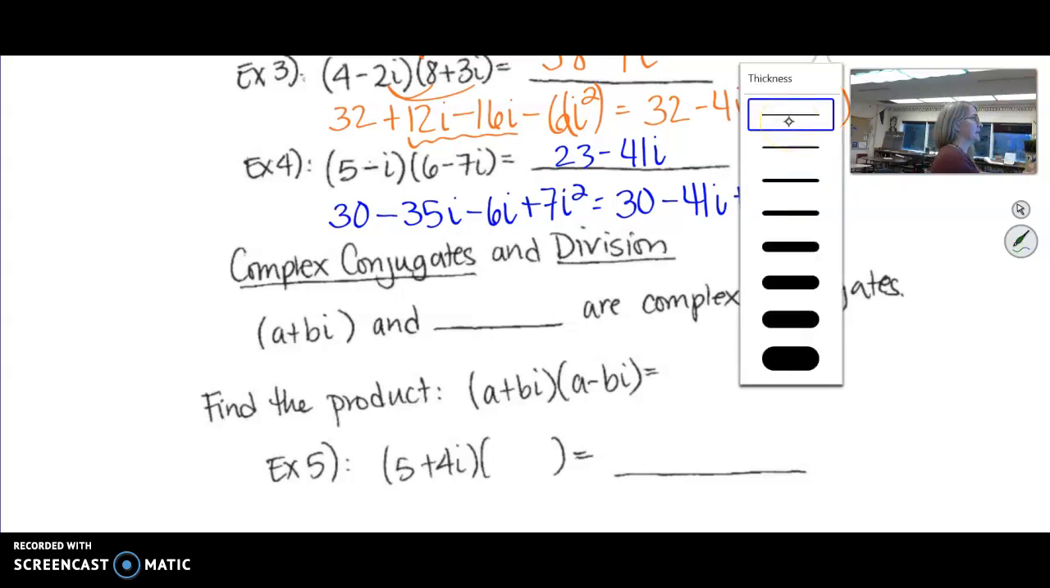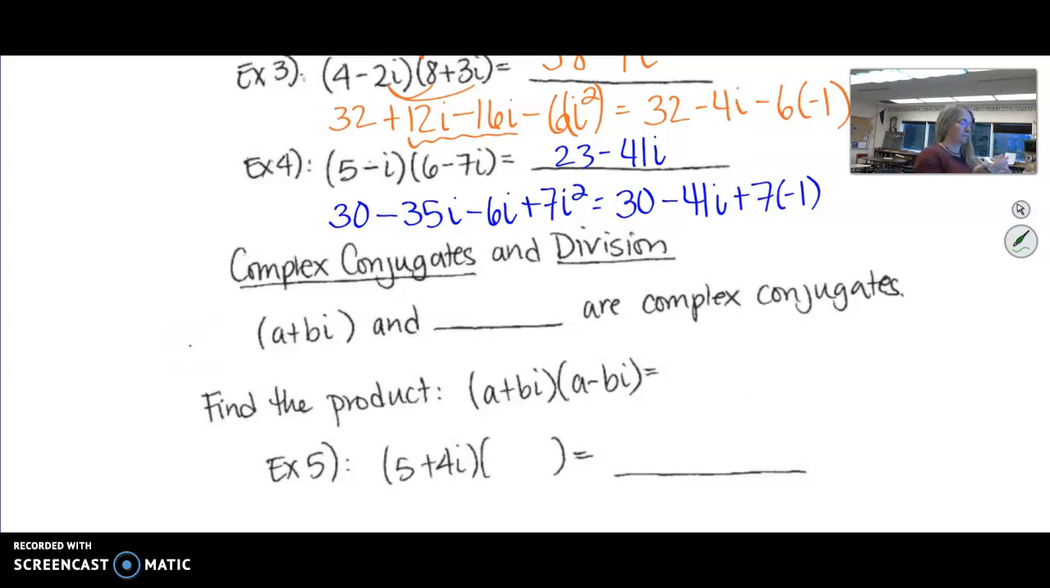Okay, so then the next part, so far we've added, subtracted, and multiplied. Now we're going to use something called complex conjugates to do division. So a plus bi and a minus bi are called complex conjugates.